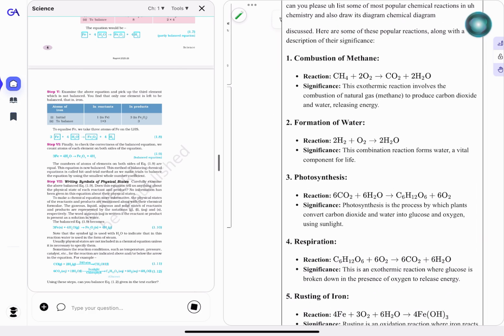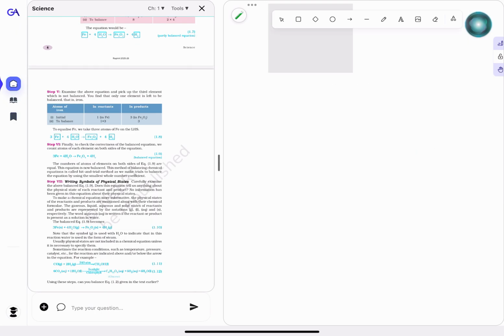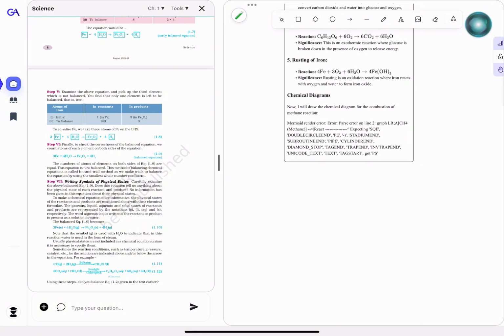Here are some of these popular reactions, along with a description of their significance. There are several well-known chemical reactions in chemistry that are commonly studied.